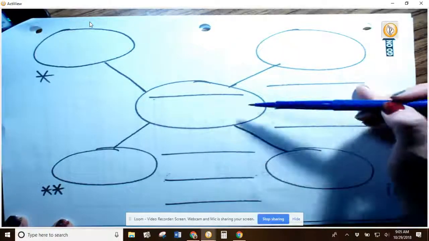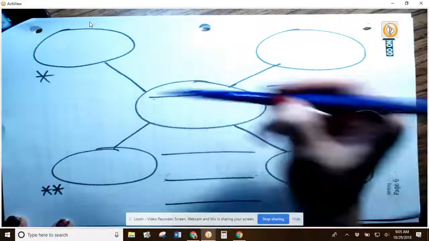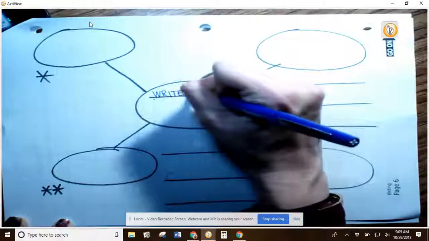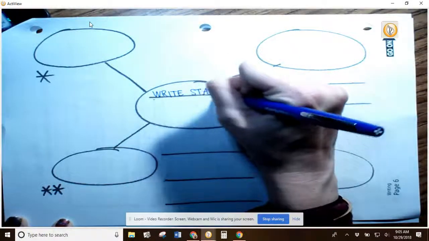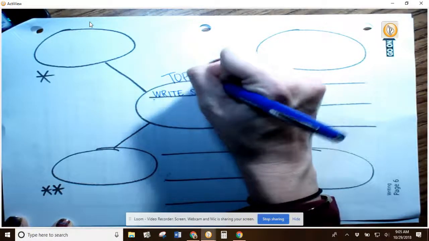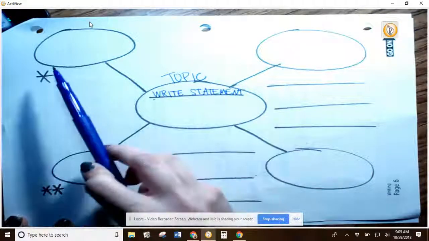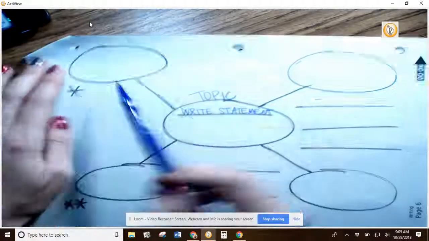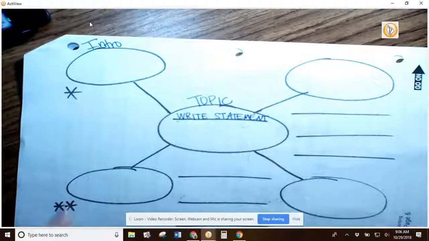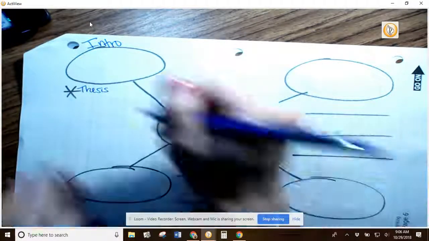Now, what do you think goes in the middle? The topic. Okay, this is the right statement. Remember that thing we circled and underlined? This is the basis of your essay, the topic. And then up here, this circle is for your intro, your introductory paragraph. This asterisk here stands for your thesis, or your thesis statement, which we will talk about in a second.